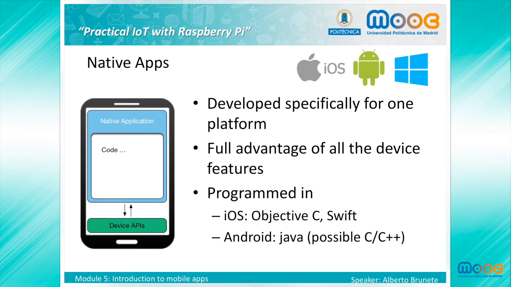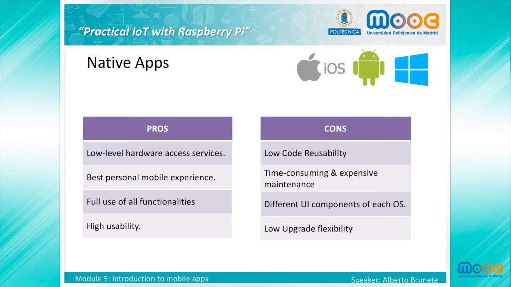They are mainly programmed in Objective-C and Swift for iOS and Java for Android, although in Android it is also possible to use C and C++. Its advantages are that they are optimized for the device, obtaining the best performance. They provide the best personal mobile experience and usability. On the other hand, it is necessary to program in different languages for each platform, making maintenance and upgrade expensive and code reusability low.